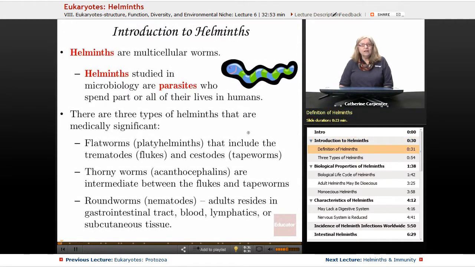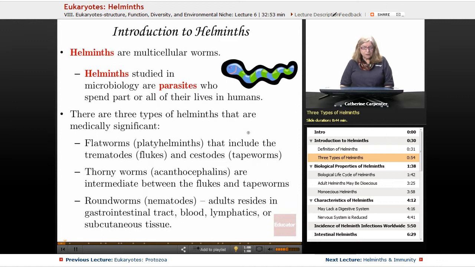So helminths, again, are multicellular worms, and they're parasites. And as we remember from the parasite lecture, what that means is that part of the life cycle is spent in the human host. And in this case, these helminths spend part, if not all, of their life in the human host. So there are three kinds of helminths that are medically significant.